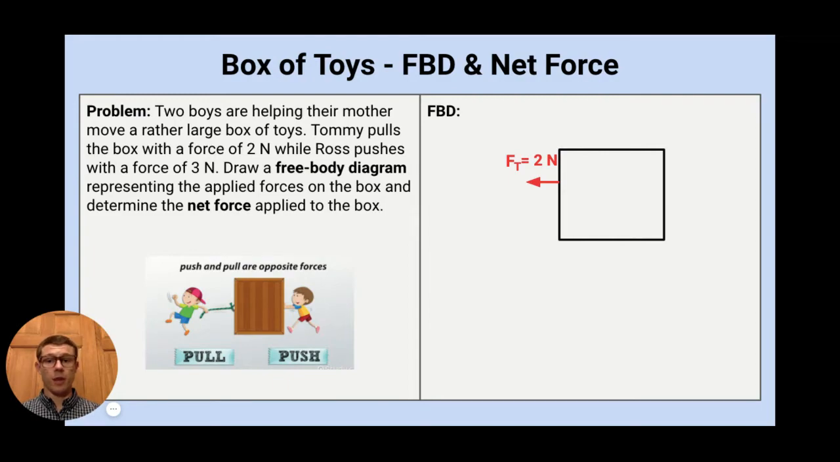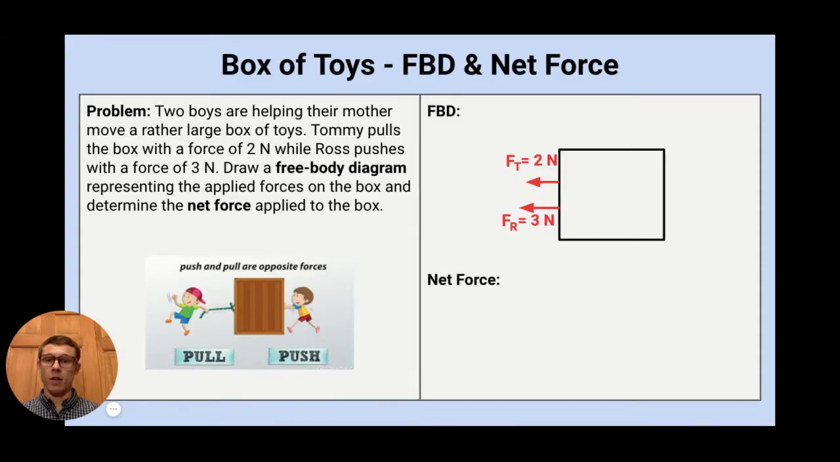There's also a second force in play here due to Ross. Ross pushes with a force of 3 newtons. So Ross's force actually also goes to the left because he's pushing the box from behind. F subscript R for Ross is equal to the magnitude of 3 newtons. This is our entire free body diagram here because we just have the box of toys with two boys applying their forces. The question also asks us about net force.